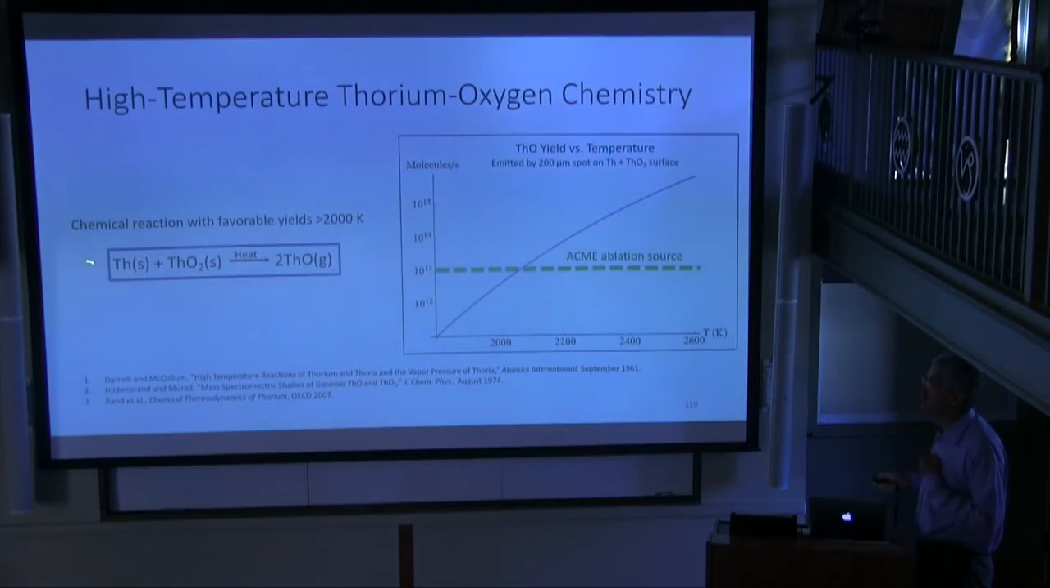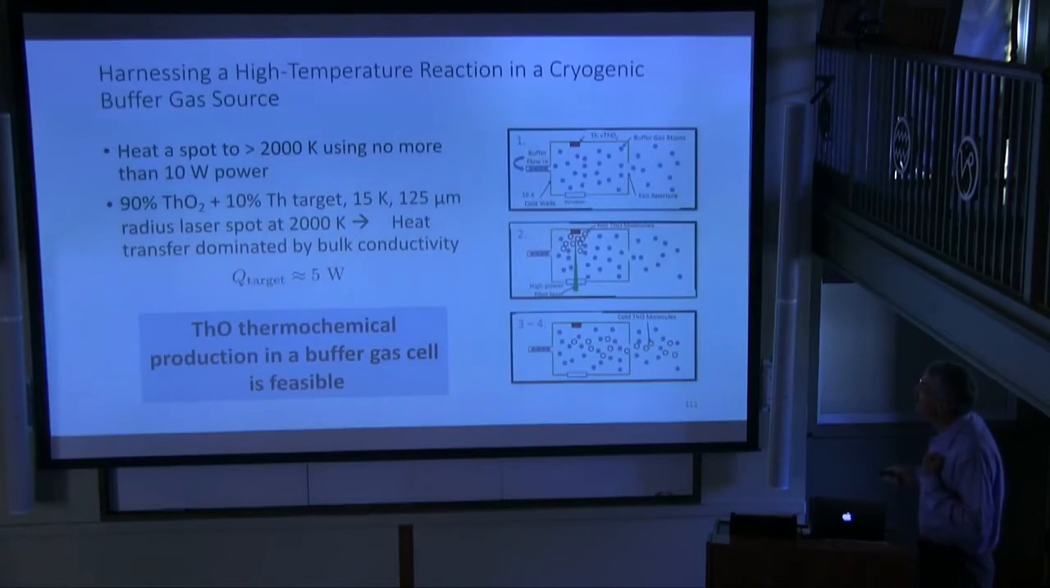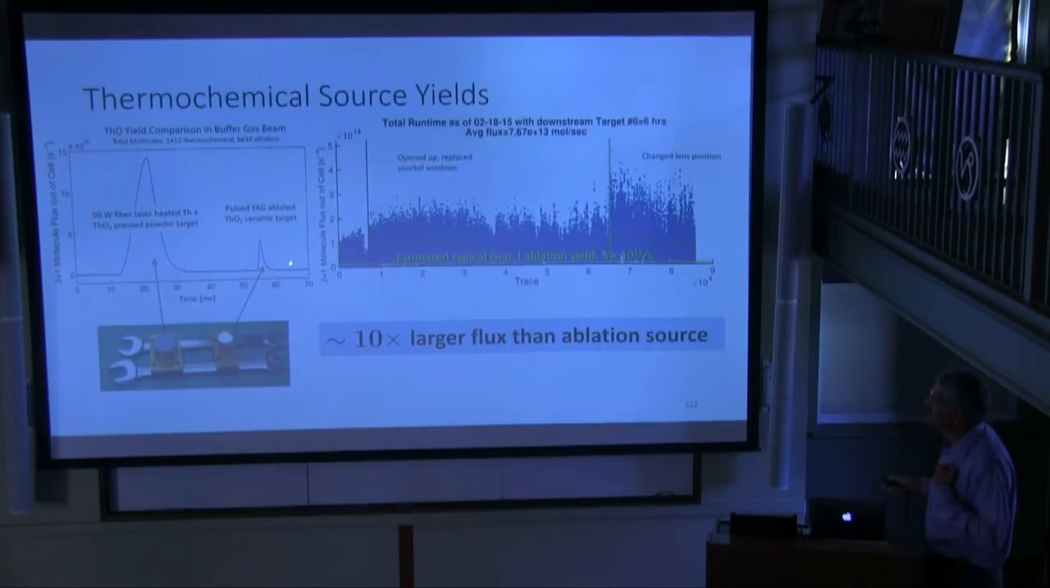We know that if you mix thorium plus thorium dioxide and you apply heat to that solid mixture, ThO comes directly off. And so here is our ACME ablation source, and here is our ThO source, at least theoretically. And I'll just say quickly, this has been demonstrated. Here's the pulse that we would get for our current YAG source, and here is the pulse that we get from our new chemical source.